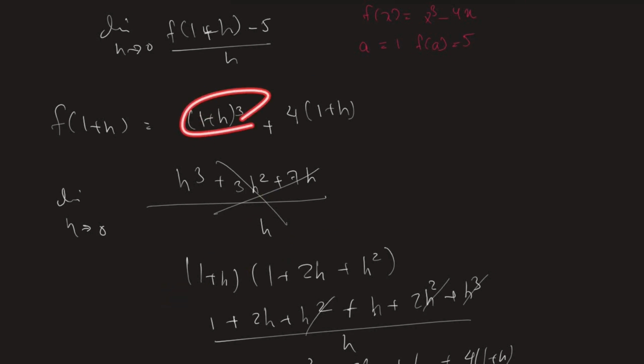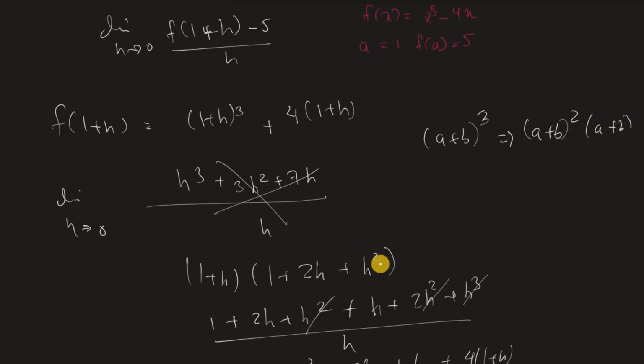Here, because you see (a plus b) cubed, and (a plus b) cubed can also be solved as (a plus b) squared times (a plus b). So you basically have (1 plus h) squared multiplied by (1 plus h), and (a plus b) squared, you guys know, is a squared plus 2ab plus b squared, right? So that is what I did over here.